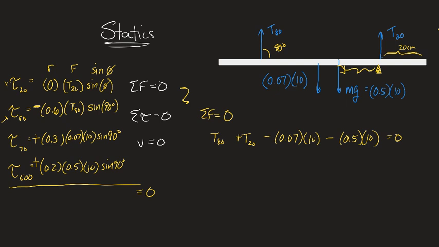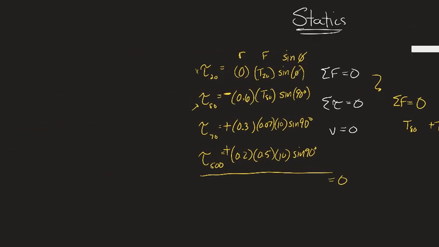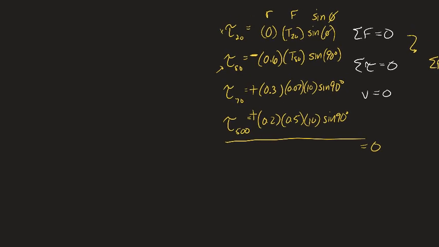I've assessed positive and negative for each torque. I've identified all 4 torques that act on the system. My job now is to sum all the torques and set them equal to 0. So I will do that. I have 0.6 times T80 times the sine of 90. That's negative 0.6 T80. Next torque, plus 0.3 times 0.07 is 0.21 times 10, 2.1.